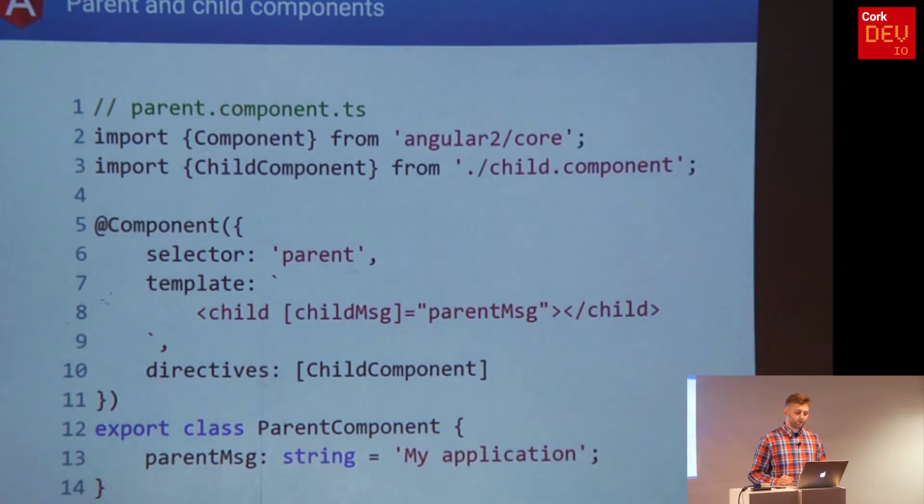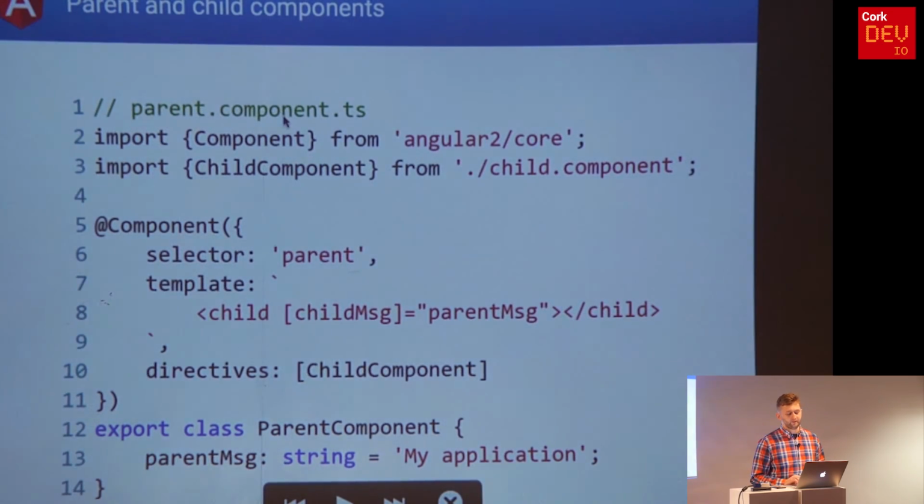Okay, so we know how we can bind values from our components to the template. But how can we communicate between two different components? So I'm going to write the parent component class first. In that file, I have to import my child component, which is coming from a different file. And I have to use it on my directives list.